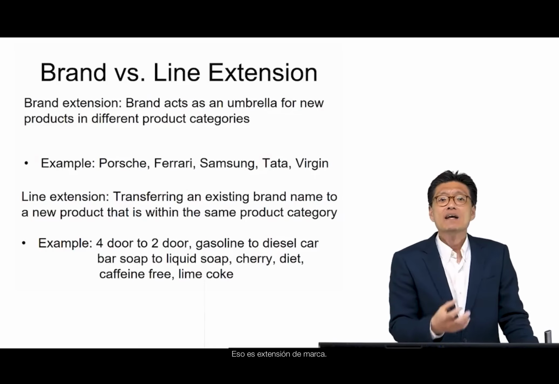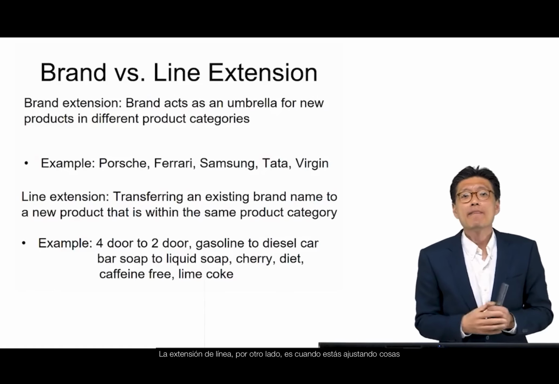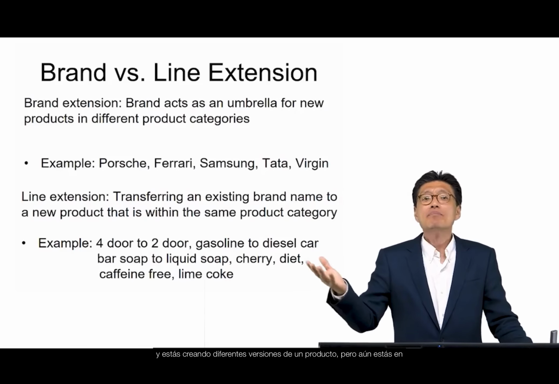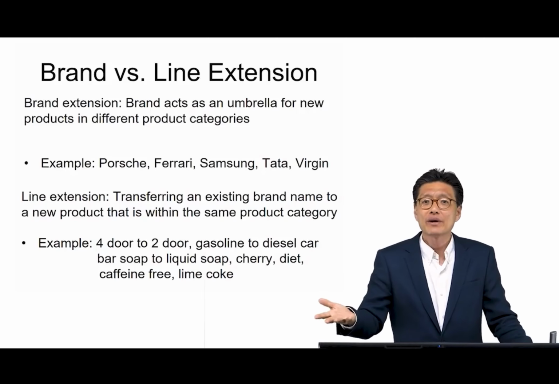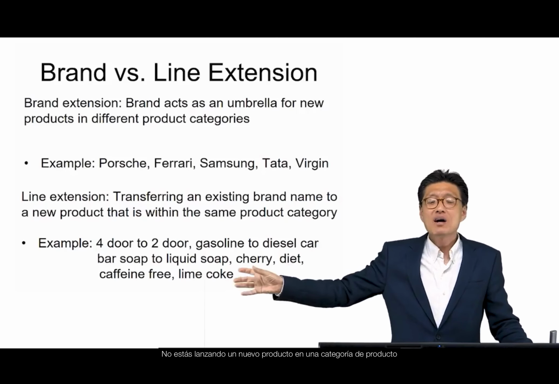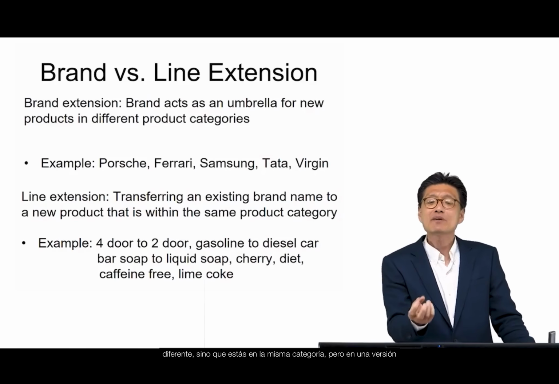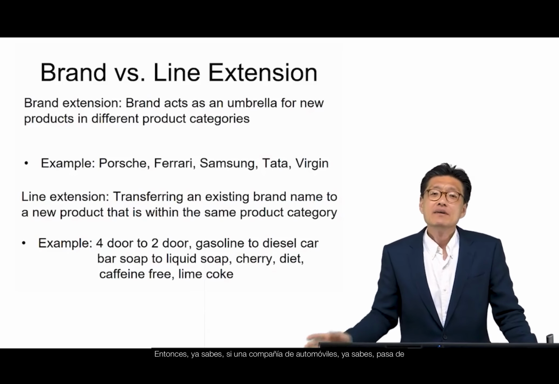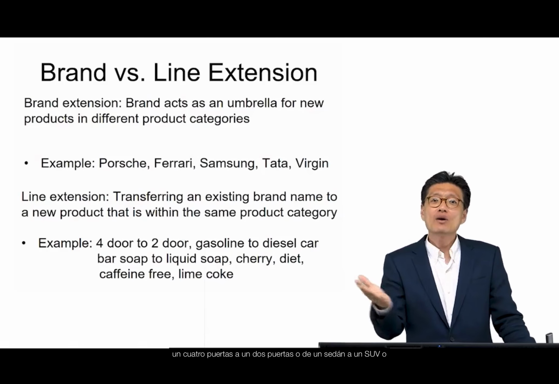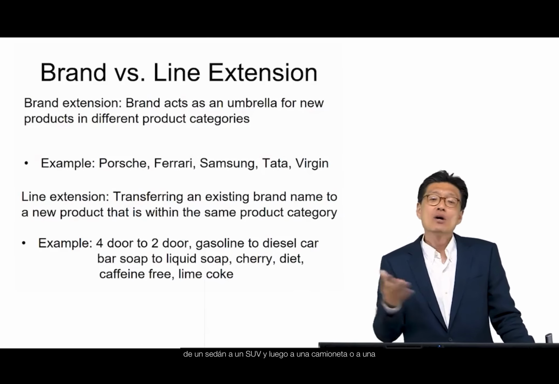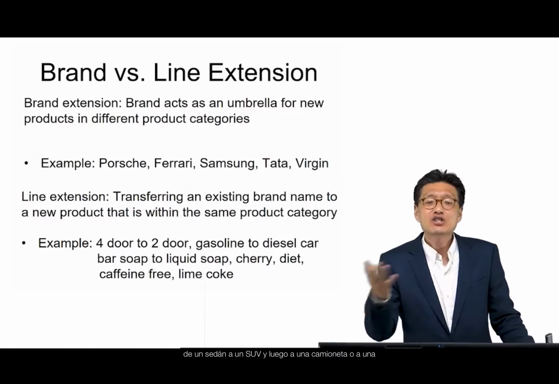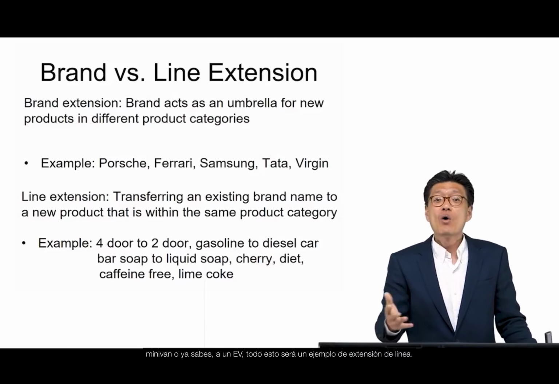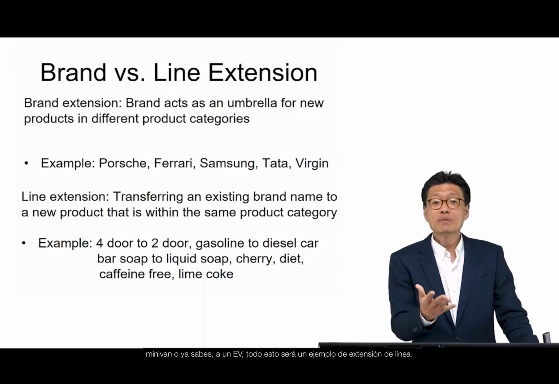So that's brand extension. Line extension, on the other hand, is when you are tweaking things and creating different versions of a product, but you are still in the same product category. You're not launching a new product in a different product category, but it's in the same category, a different version, so to speak. So if a car company goes from a 4-door to a 2-door, or from a sedan to an SUV, and then to a pickup truck, or to a minivan, or to an EV, all of these would be line extension examples.